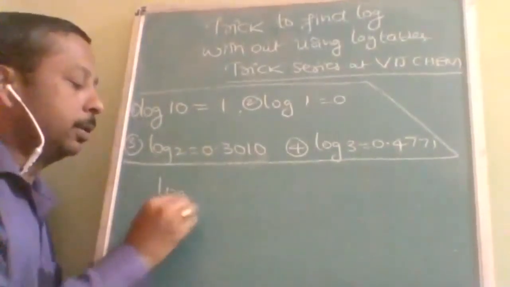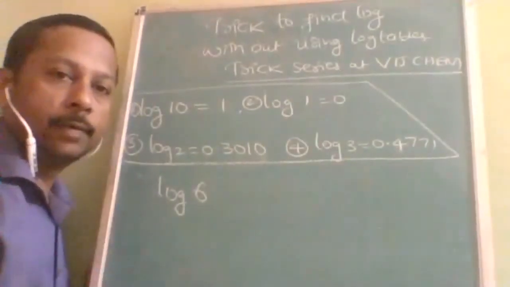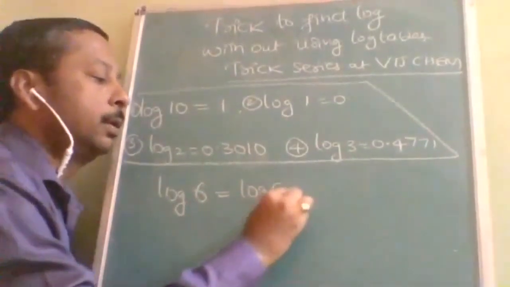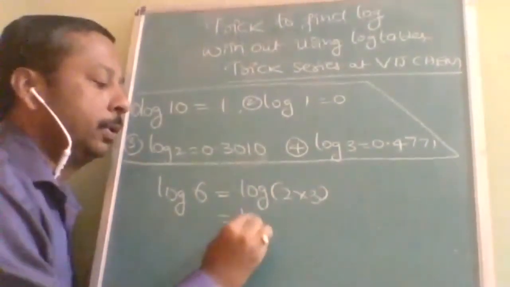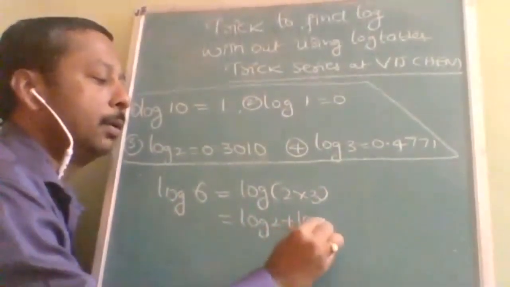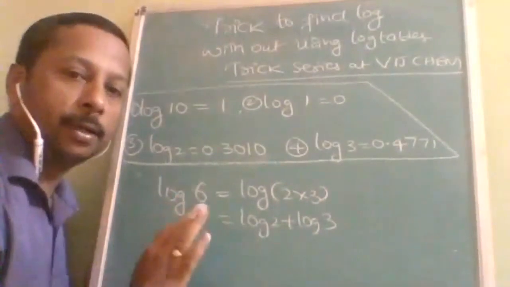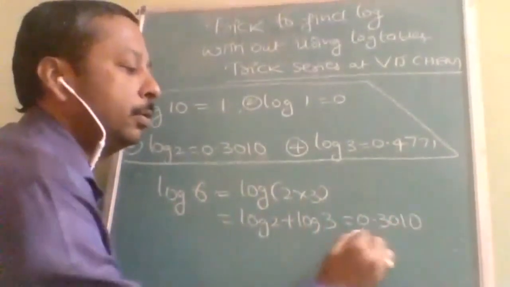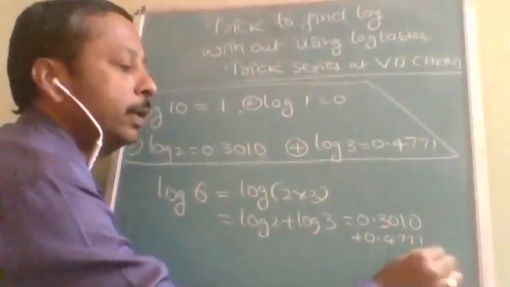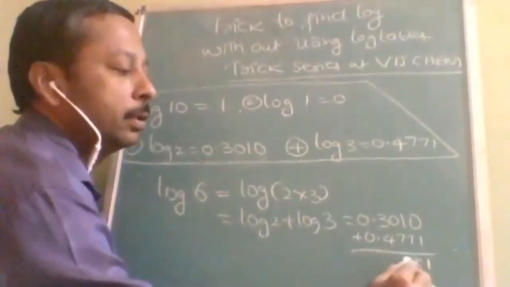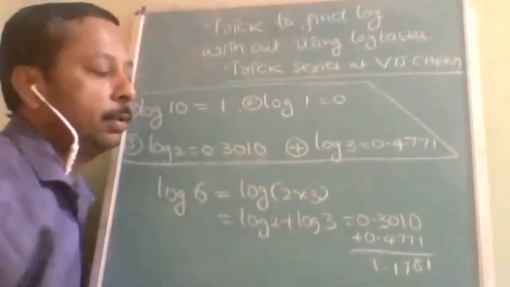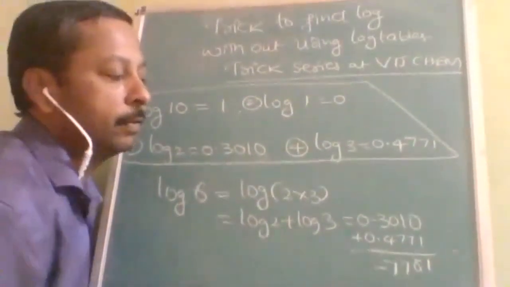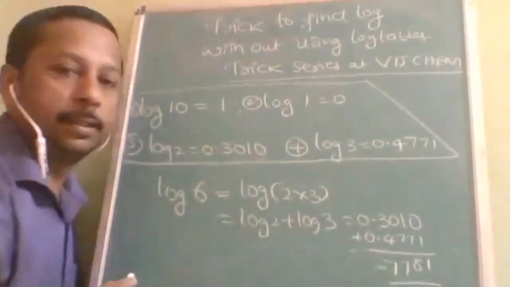Suppose you get log 6. Okay, let us start with the log values. How to find out the log value? Simply, log 6 can be written as log 2 into 3. So this will be log 2 plus log 3. That's all. I am not consulting any log table. So it is equal to 0.3010 plus 0.4771, which is 0.7781. So log 6 is how much? 0.7781.